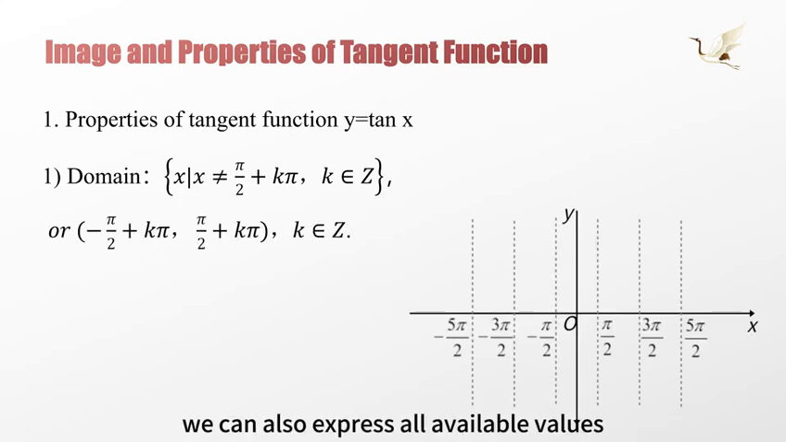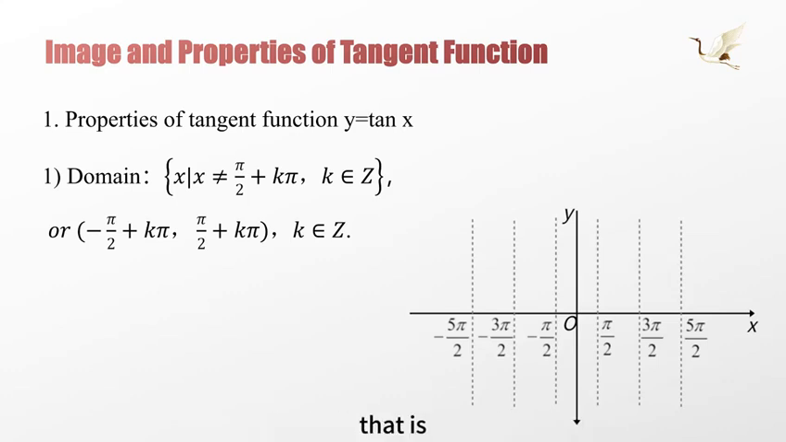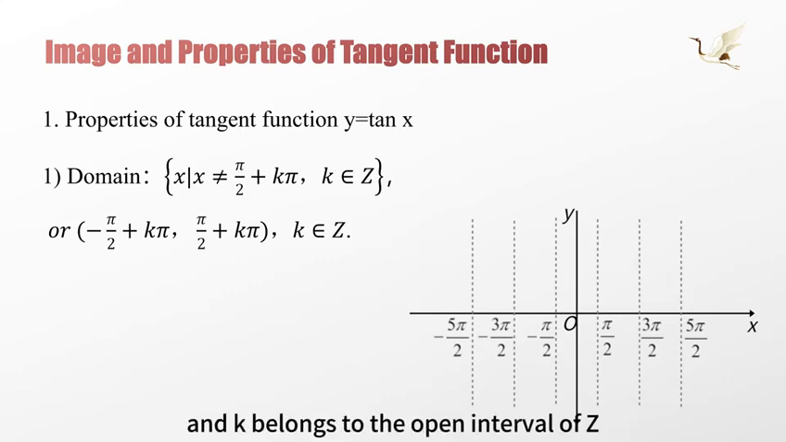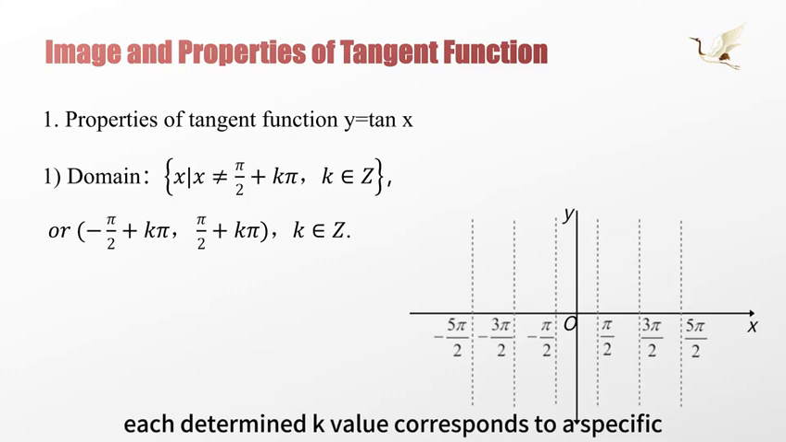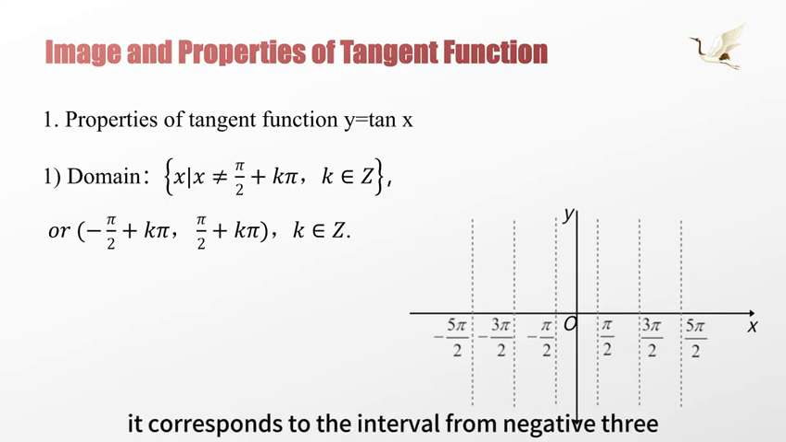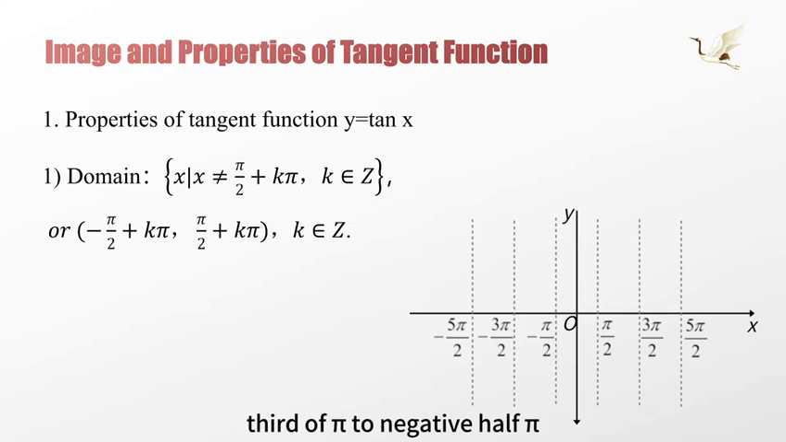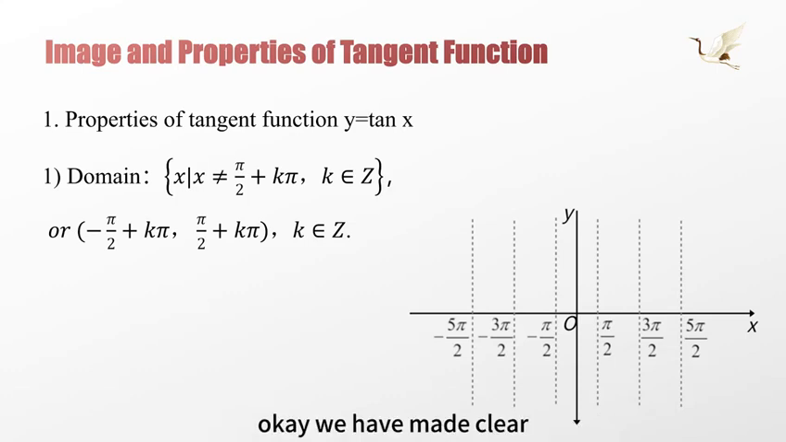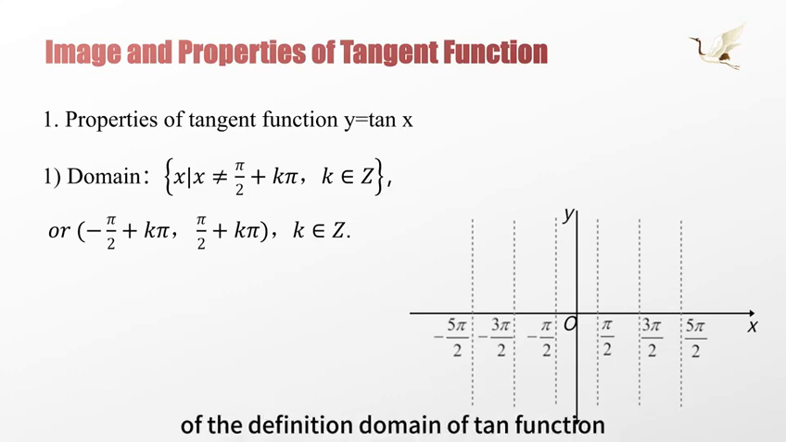We can also express all available values in the form of intervals, that is, the open interval from negative half pi plus k pi to half pi plus k pi, where k belongs to Z. In this form, each determined k value corresponds to a specific interval. For example, when k equals 0, it corresponds to the open interval from negative half pi to half pi. When k equals 1, it corresponds to the interval from half pi to three halves of pi. When k equals negative 1, it corresponds to the interval from negative three halves of pi to negative half pi. Then the domain of the tangent function should be the union of these infinite intervals. Okay, we have made clear the different expressions of the domain of the tangent function.